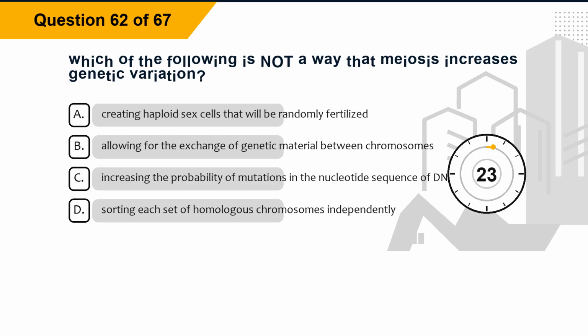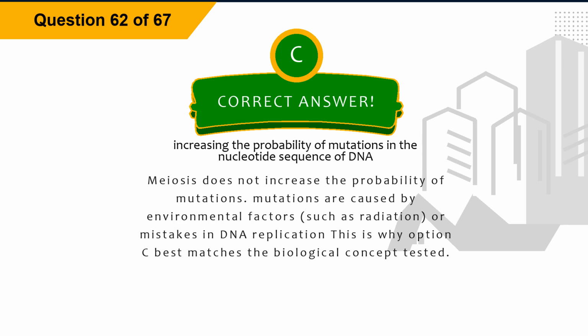Question 62. Which of the following is not a way that meiosis increases genetic variation? Option A, creating haploid sex cells that will be randomly fertilized. Option B, allowing for the exchange of genetic material between chromosomes. Option C, increasing the probability of mutations in the nucleotide sequence of DNA. Option D, sorting each set of homologous chromosomes independently. The correct answer is option C, increasing the probability of mutations in the nucleotide sequence of DNA. Explanation. Meiosis does not increase the probability of mutations. Mutations are caused by environmental factors, such as radiation, or mistakes in DNA replication. This is why option C best matches the biological concept tested.